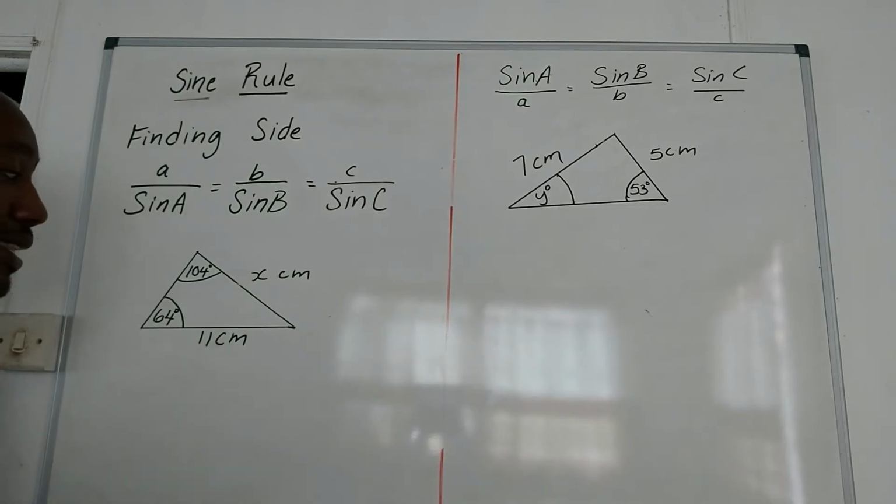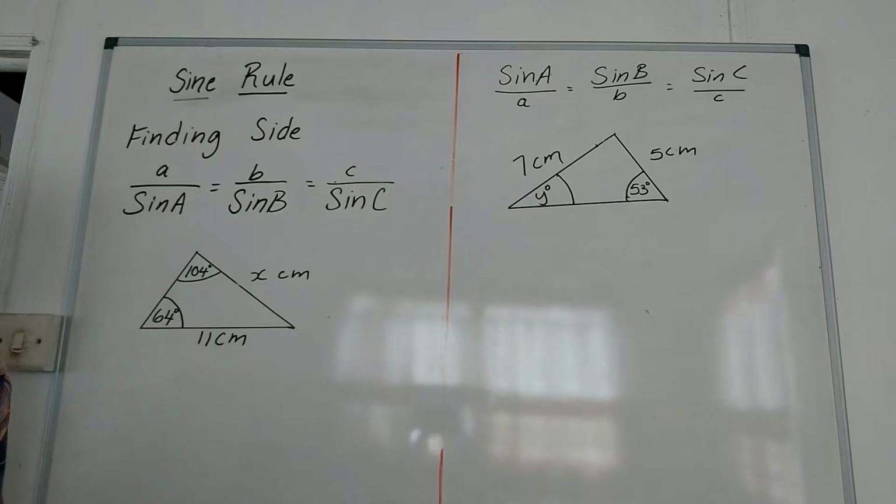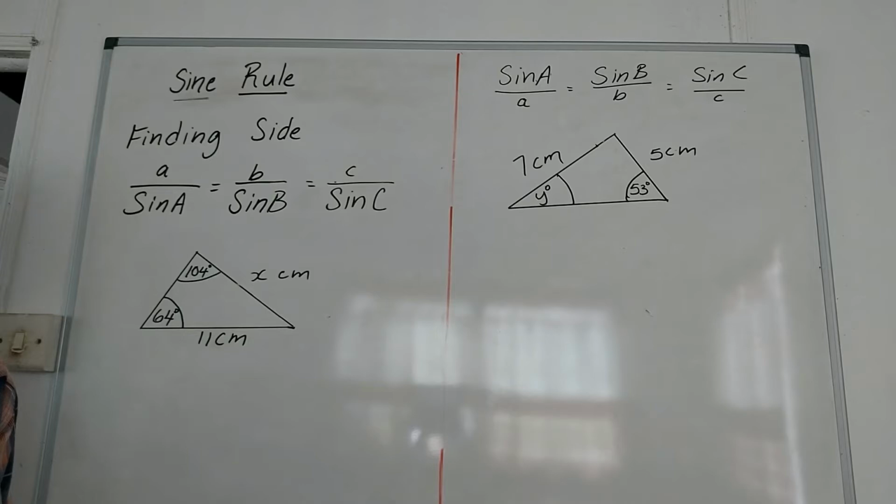In our last class, we did when the sine rule is used. So in this class, we want to find the side and the angle using our sine rule formula. Notice we said when we're finding a side, it's easier when we put the sides at the top, right? Make the sides the numerator.